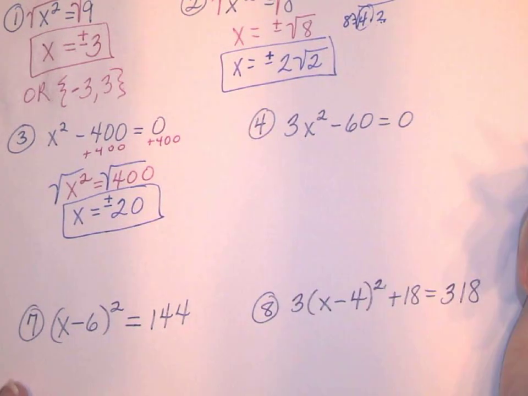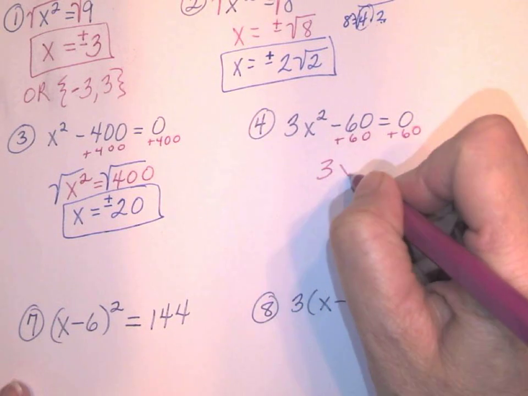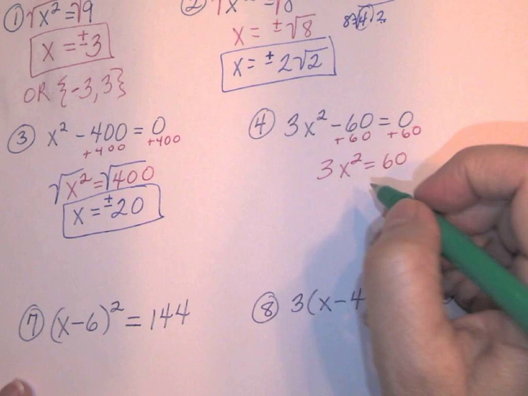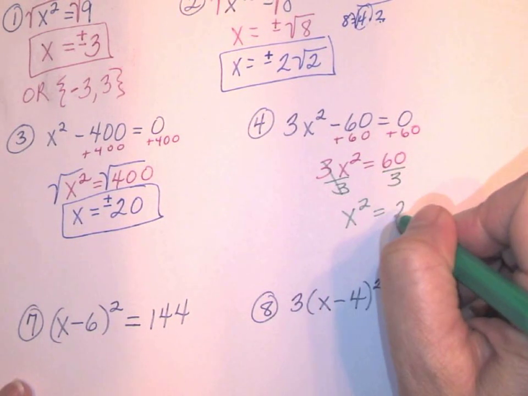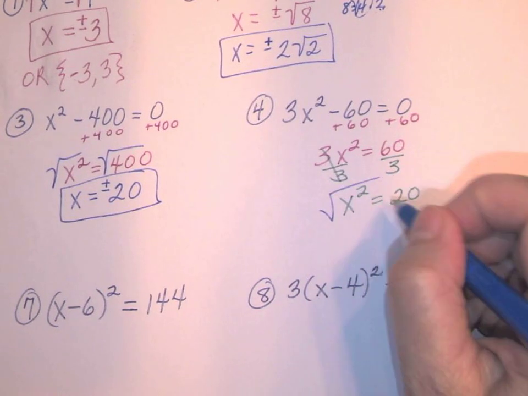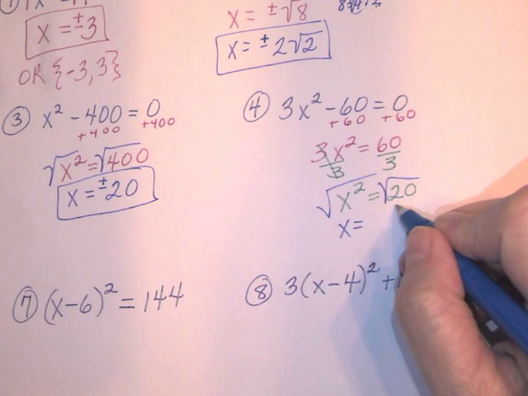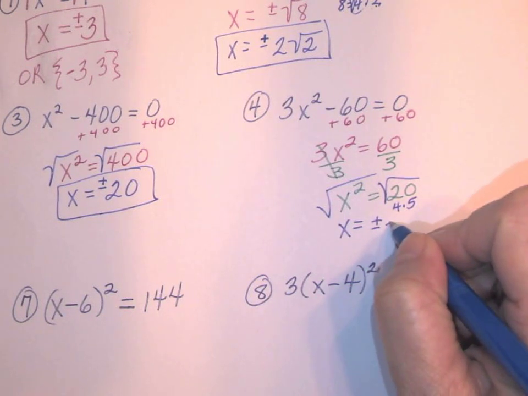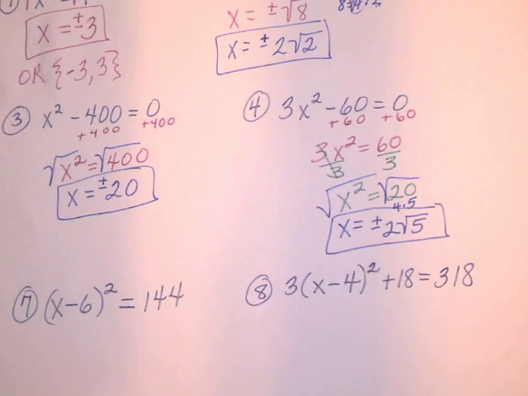The squared term is not isolated, so I have to add 60 to both sides. It's still not isolated. There's a 3 in the way. Divide by 3. Now it's isolated. But if I want to take the square root of both sides, what is the square root of 20? I need to simplify it. 4 times 5. Square root of 4 is 2. I don't know square root of 5, so it stays under the radical.